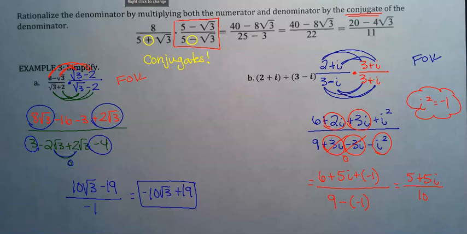Was it the front side we did that? Yes, on the front. So we're going to do 5 divided by 10, so that equals 1/2. And then we're going to do 5I divided by 10, so that's going to equal 1/2 I. So 1/2 plus 1/2 I is our answer there.